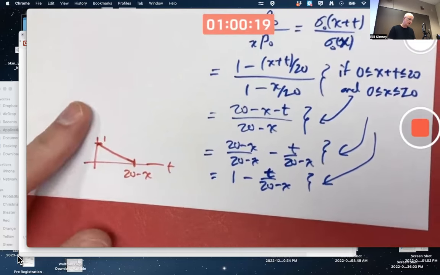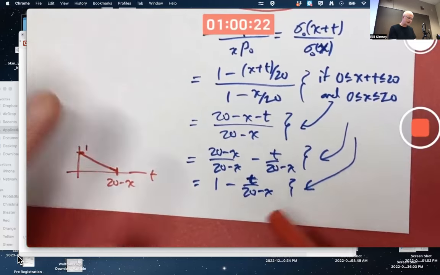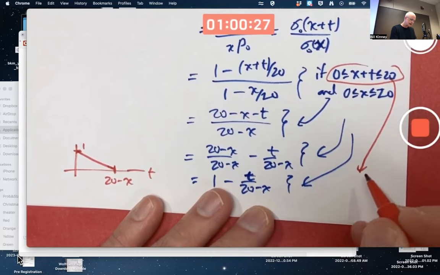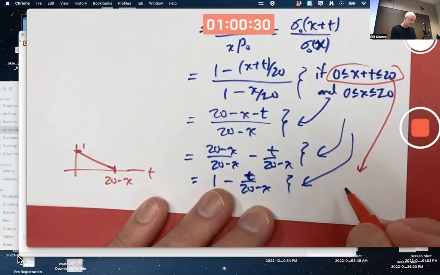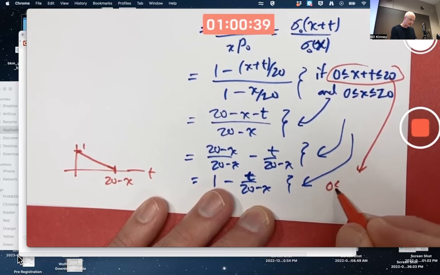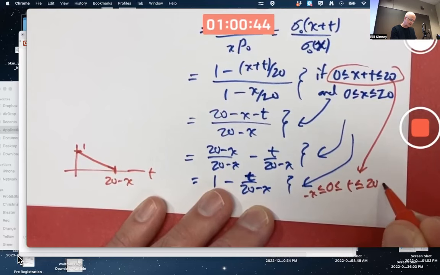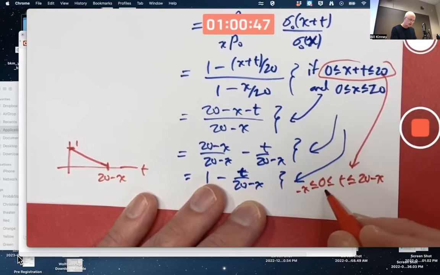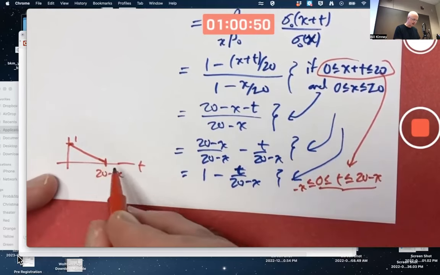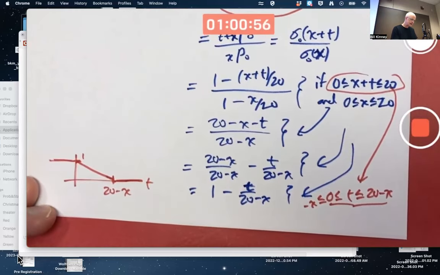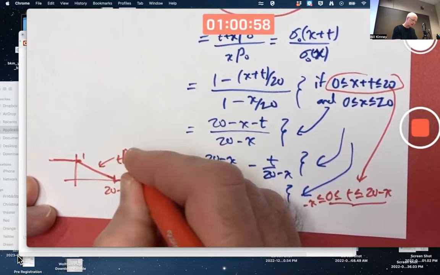In reality, x does have to be between 0 and 20, but this set of inequalities really means t is between 0 and 20 minus x. I could put a negative x on the other side as well, since I'm subtracting x from everything. But the key thing is that t is between 0 and 20 minus x. That's the domain where this graph is valid. It's technically 0 here and it's 1 over there. But this is the graph of t p x in our example.